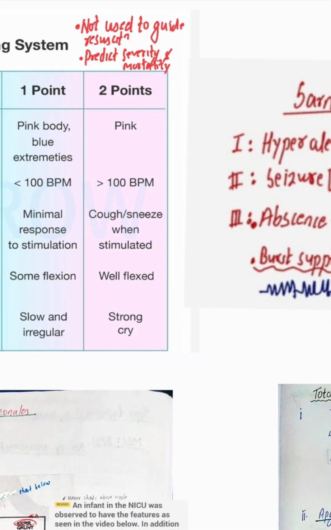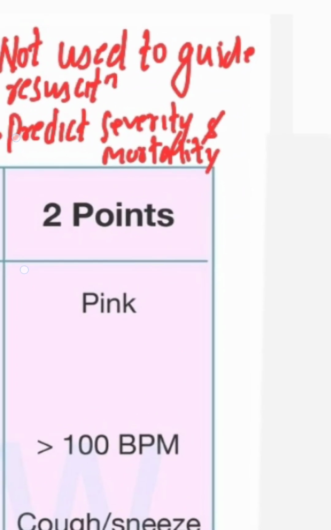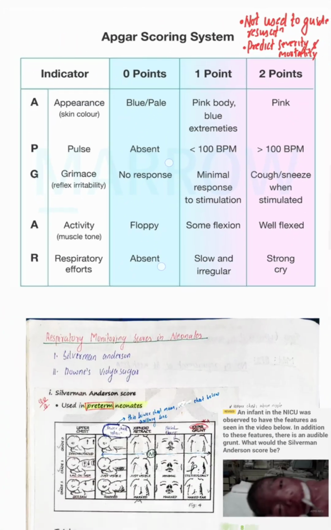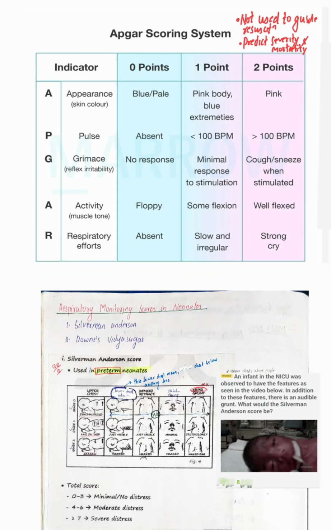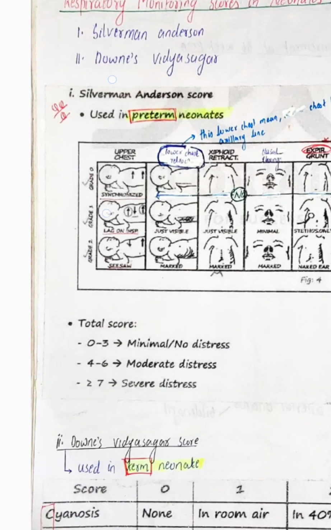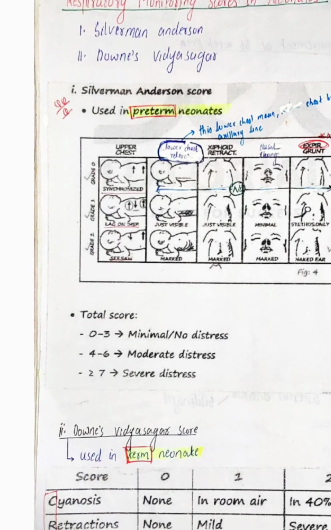All three scoring systems are never used to guide the neonatal resuscitation program, never for resuscitation. They are just used to predict severity and mortality. For the Apgar system, you have to memorize everything, meaning A for appearance and the values 0, 1, 2. But for the Silverman Anderson score and the Downey Vidyasagar score, just memorize the parameters. No need to remember everything.